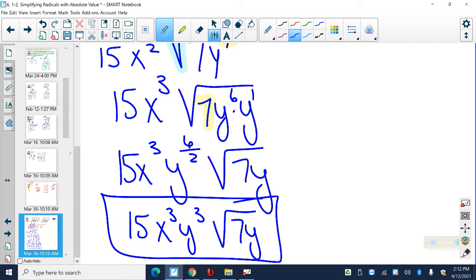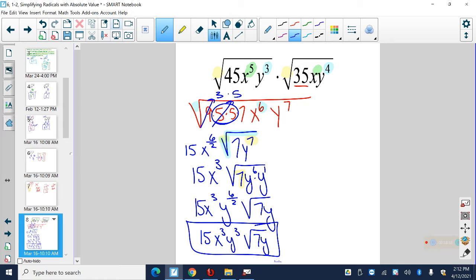And that's done. Now, here's what I'm going to ask you. Would I need absolute value bars? Did I take an even root? I did. Do I have any odd powers? Yes. I do have them on my x and my y. So I'm going to have to put absolute value bars around my x and my y. That is tonight's notes. It's harder today, isn't it?